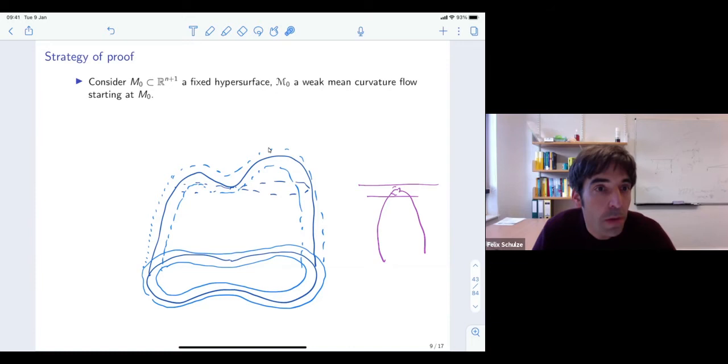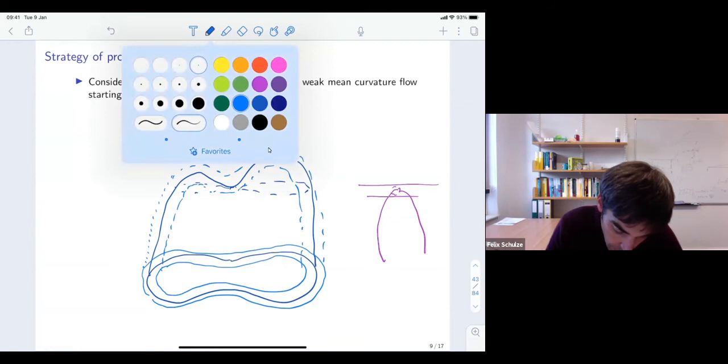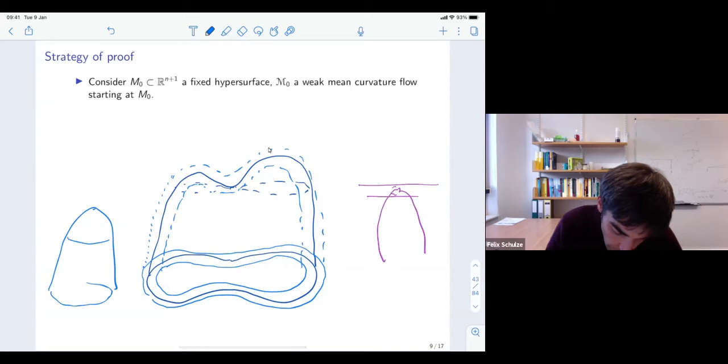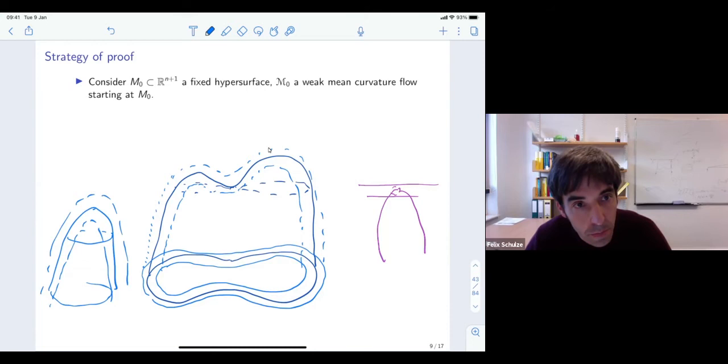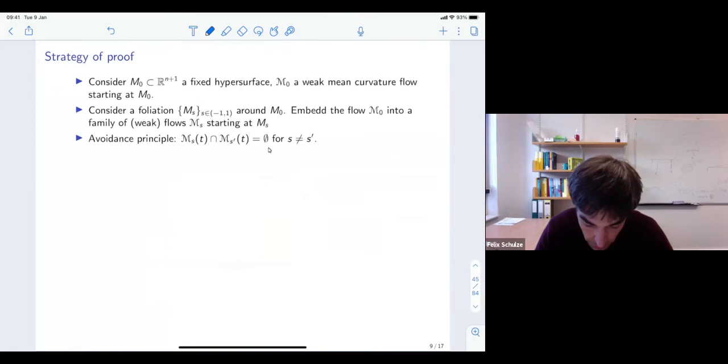Or shrinking sphere, yeah? If you remember from before, if you had a shrinking sphere here, that the space-time track looked like this. If you just translate that space-time track up and down, you can foliate a neighborhood. You can foliate the space-time by other flows. And you see they're all avoiding each other. Okay, so let's go a bit forward here.